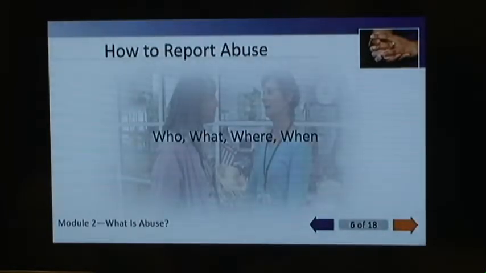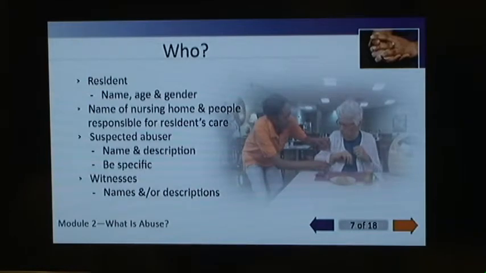When you report abuse, it's important to know generally how to report it, and that basically means who to report to, what to report, where, and when: who it happened to, what happened, where it happened, and when it happened. To summarize, you want to give the resident's name, age, gender, the name of the nursing home facility, people responsible for the care, the suspected abuser's name and description, be specific if possible, and witnesses with names and their descriptions.